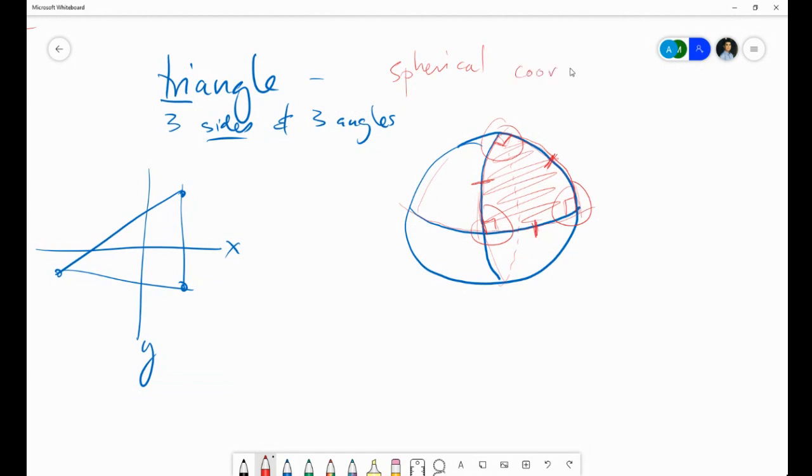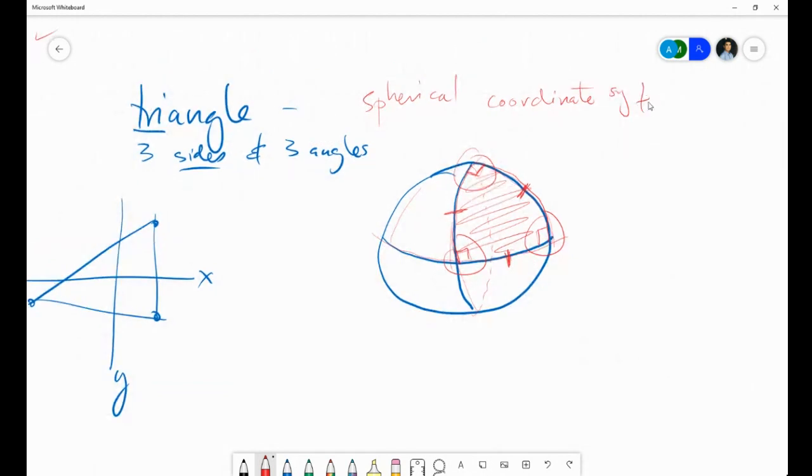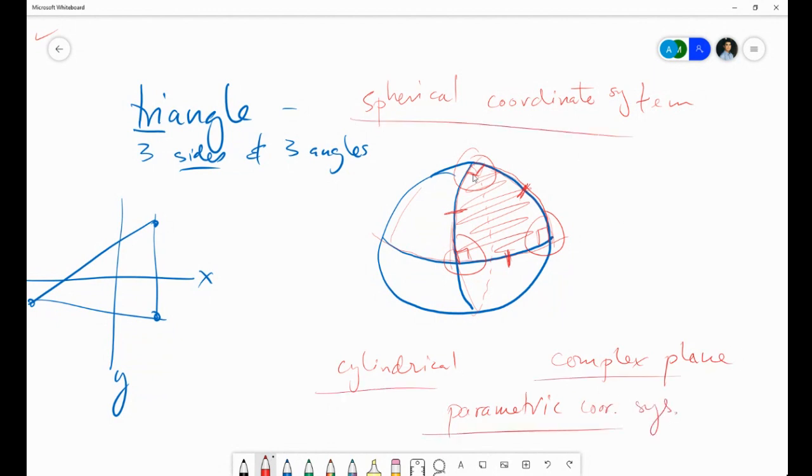Spherical coordinate system. Okay. So you learn about this later on. There's also cylindrical, and there's also the complex plane. And what's one more? Oh shoot. Starts with a P. Parametric coordinate system. So you have a lot to learn. This will be on our 4th exam. Okay. So yeah, yay.